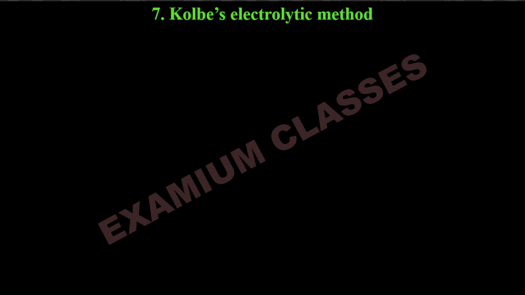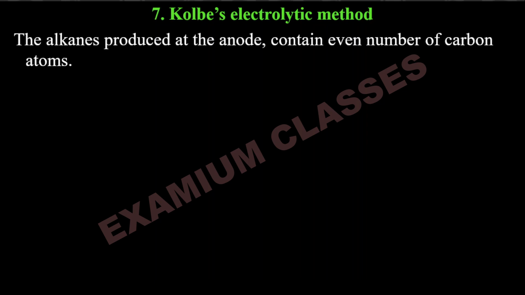Then Kolbe's electrolytic method, the last one. Here it is very important to know on which particular electrode which gas is produced, on which electrode the alkane is produced. It is a very simple question which is asked very frequently, so you must remember what is produced on anode and what on cathode. That's very simple. Even if you don't remember, you can get the answer in the exam. The alkanes produced at the anode contain an even number of carbon atoms.